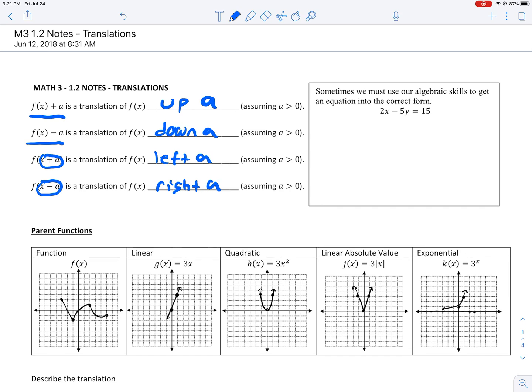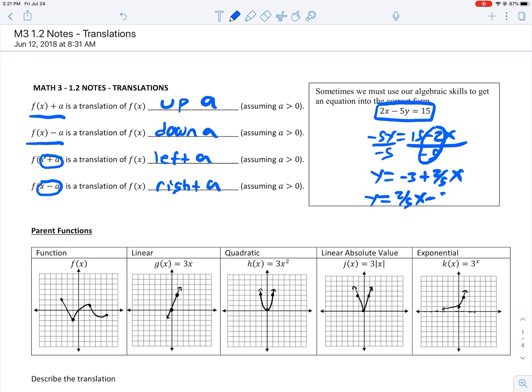So I talked about this a few minutes ago, that sometimes the equation doesn't look like what we want it to, so we have to rearrange it. In this case, I'm going to subtract 2x from both sides, so we get 15 minus 2x. Then I'm going to divide everything by negative 5. So y equals negative 3 plus 2/5 x. And when you divide here, negative 2 divided by negative 5 becomes a positive. So if we just rearrange this, now that looks like a linear equation that we've seen before. We know the slope and the y-intercept.